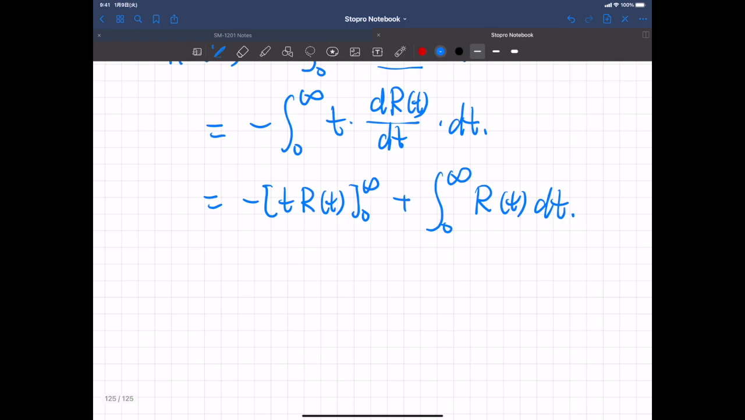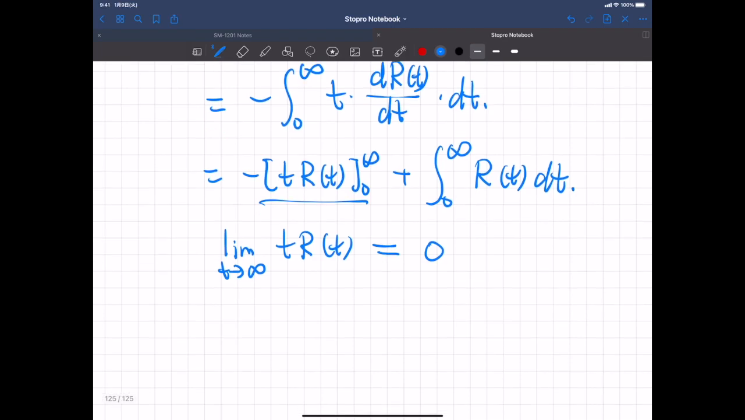Okay, and by appropriate assumption, the limit of this improper integral part should be this. So when t goes to infinity, t times R(t) should converge to 0. And when t is 0, this term will disappear, right? This is 0, and R(t) should be finite. It's a probability, so it cannot be greater than 1. So yes.